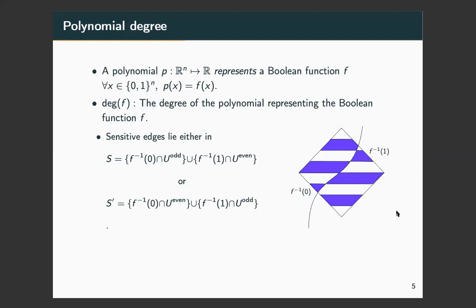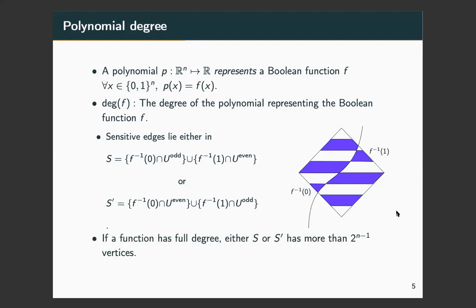We also partition vertices in each layer such that the vertices on the left are mapped to 0 and those on the right to 1. The set S consists of odd vertices that are mapped to 0 and even vertices mapped to 1, and this set is colored blue. The set S prime, which is the uncolored part, has odd vertices that are mapped to 1 and even vertices mapped to 0. So sensitive edges go between vertices in S or they go between vertices in S prime.